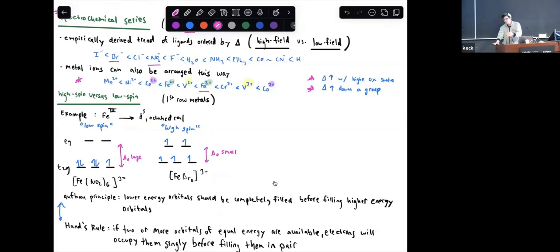But because these are just empirical trends, it's not always obvious a priori. In this case, I hope it's obvious because I just told you one was low spin and one was high spin. But you would consult the spectrochemical series. You would first see that it's a relatively high oxidation state. You'd see that iron is towards the right. And then you'd see that nitrite is kind of in the middle. And so maybe on the net, this is a relatively large splitting energy.